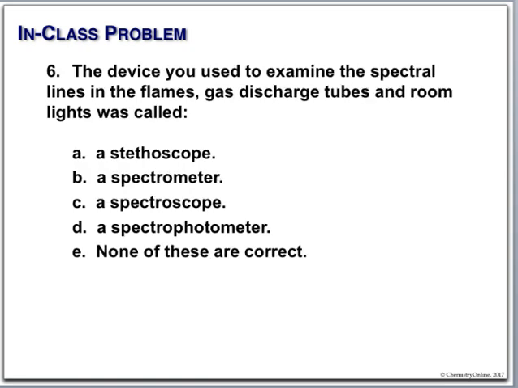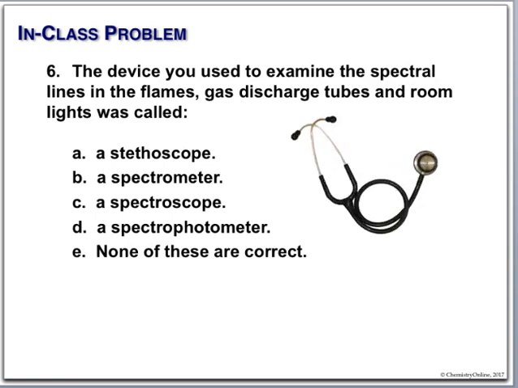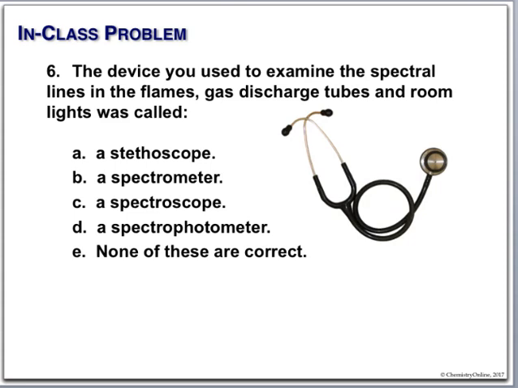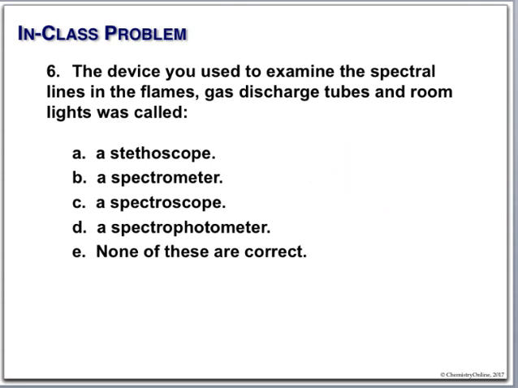All right. The device we use to examine the spectral lines is what? Spectroscope. Well, it was an S word. We all remember it was an S word. Spectroscope. Stethoscope? No, that's not right. We weren't listening to anything, were we? No, I said spectroscope. Well, that's an option. Spectrometer. What the heck is a spectrometer?